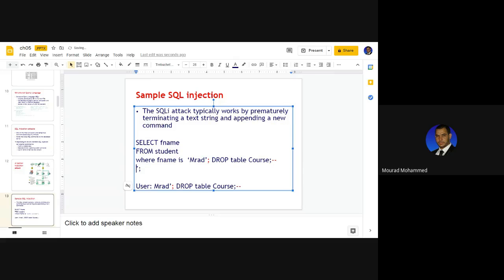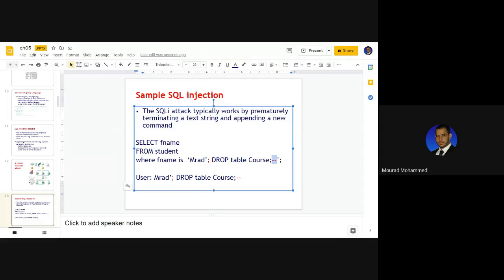What does it mean? It means that the computer will read Murad, then here it is closed, then the semicolon means the statement that comes before has been finished. Here it is finished. This is the second statement. What is it? A drop table cost. It would drop the table completely. It would drop the table cost.